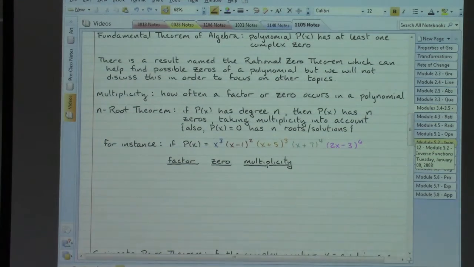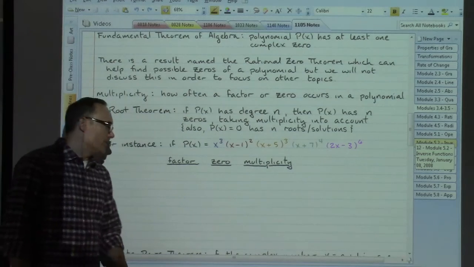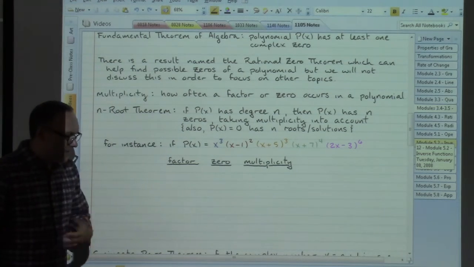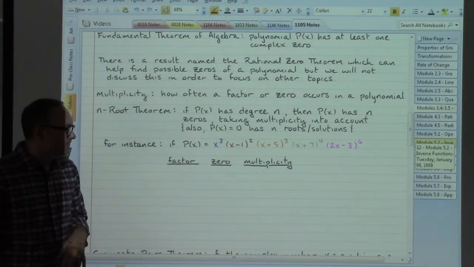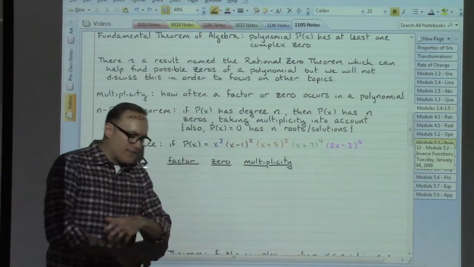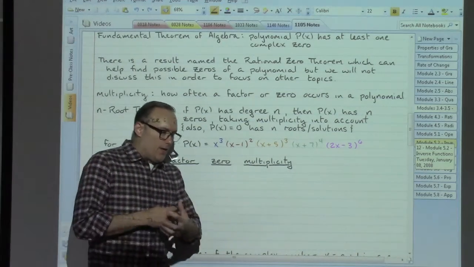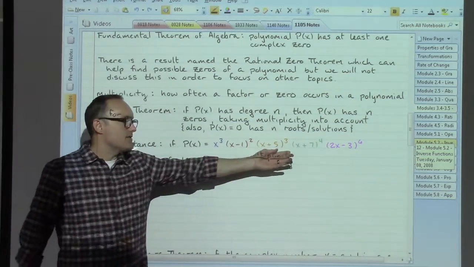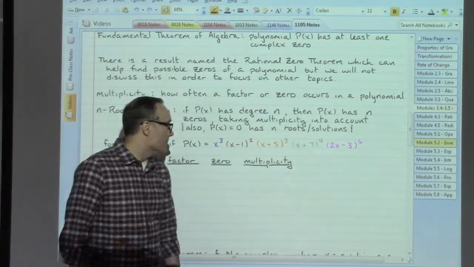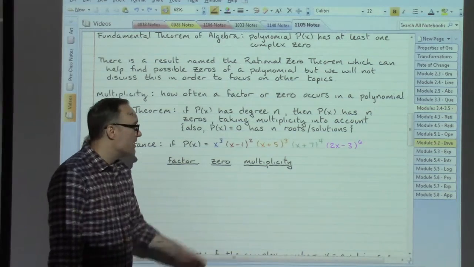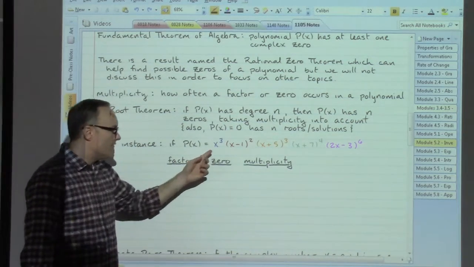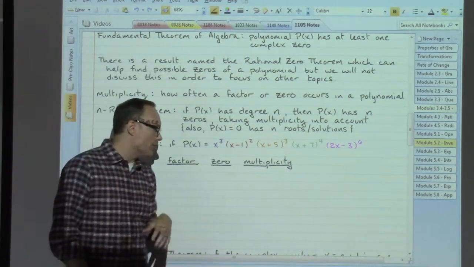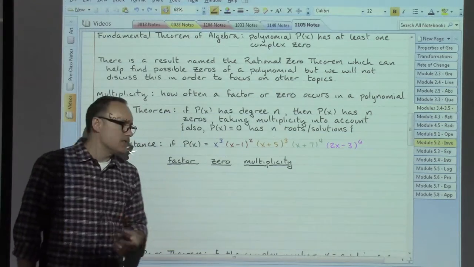Let's look at an example here where we start tying in some of this new business about multiplicity and roots and factors and zeros. So we've got this nice idea. We love it when polynomials break apart into factors. Hey, let's look at something that's already factored. And my, oh my, is there a lot going on here. So we've got all these different factors. They're all color-coded, so we can start by listing those.